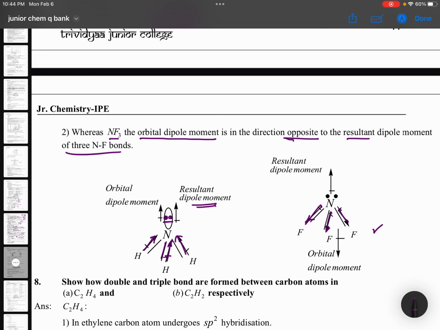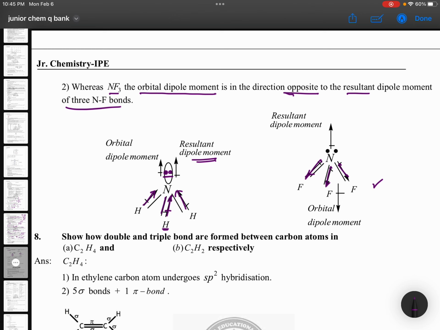And in simple sense, if you want to remember like this: if the attached atom has less electronegativity, then the dipole moment will be more. If the attached atom has great electronegativity, then the dipole moment will be minimum. This you can apply whenever hydrogen and fluorine are attached.